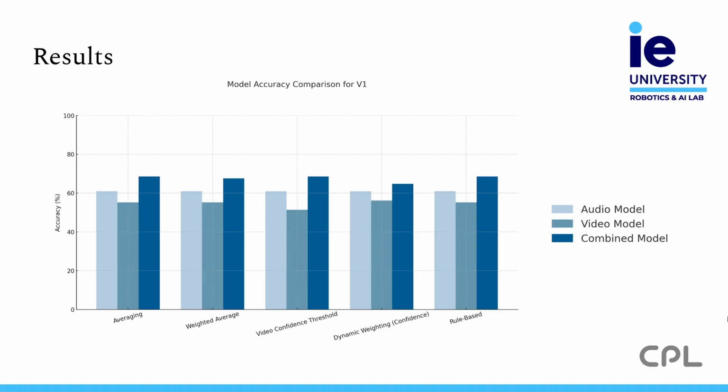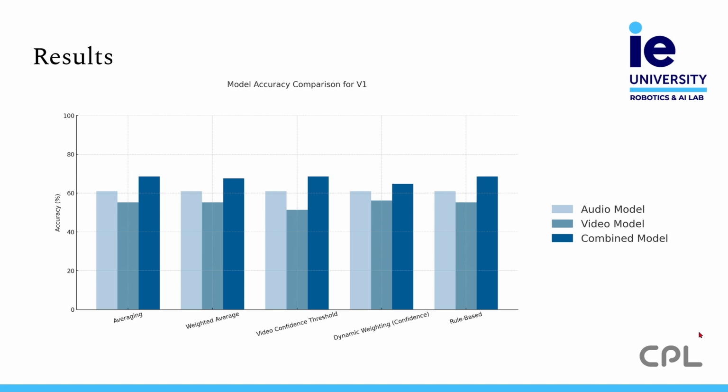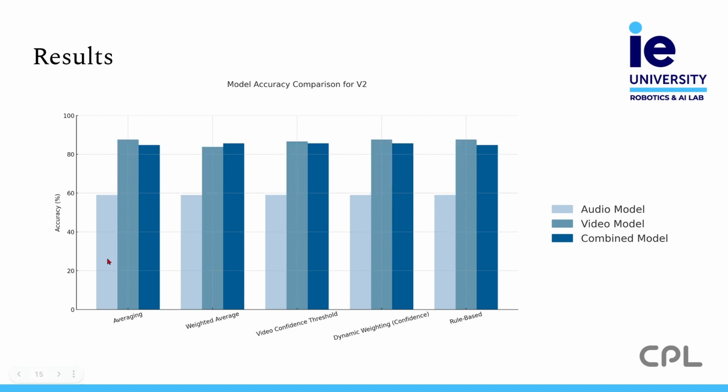Now let's take a look at an overview of the results of our training. As you can see here, we have 2 different architectures, one in which the models have similar accuracies and one in which the video model has a higher accuracy. When both models have similar accuracies, you can see that for 5 of our testing methods, all of them tend to show an improvement. However, when the video model is the one that has a higher accuracy, you can see that the only one that shows an improvement is the weighted average method.